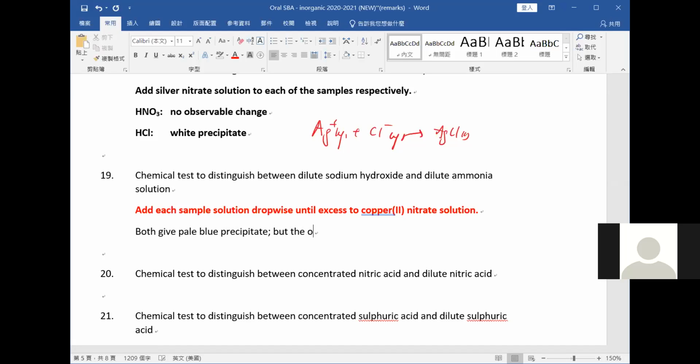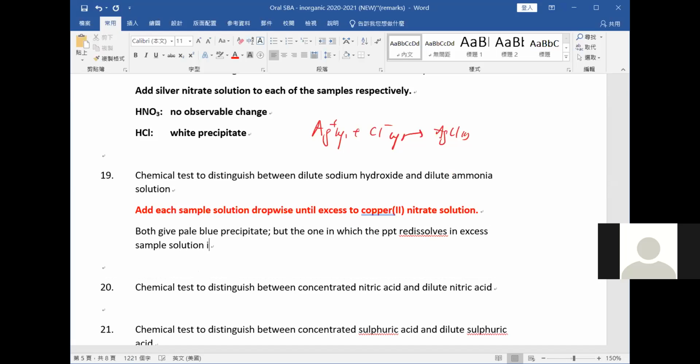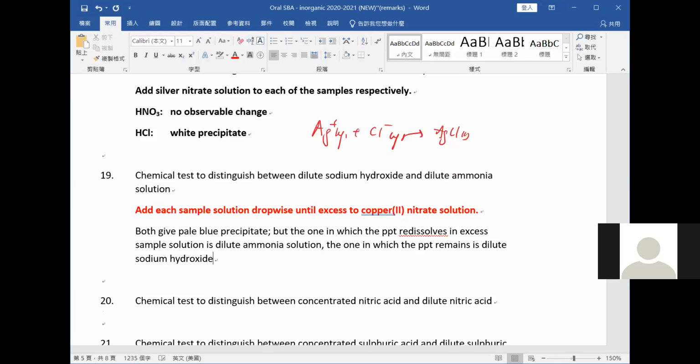But the one in which the PbO redissolves in the sample in excess sample solution is what? Dilute ammonia solution. Okay, while the one in which the PbO remains is dilute sodium hydroxide solution.